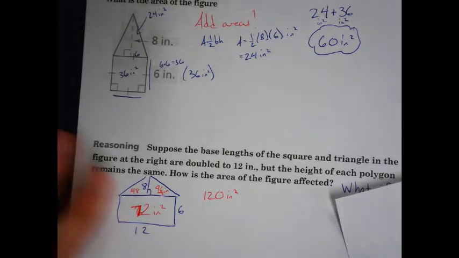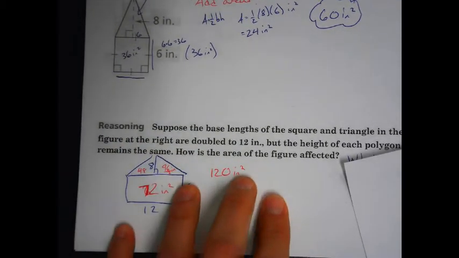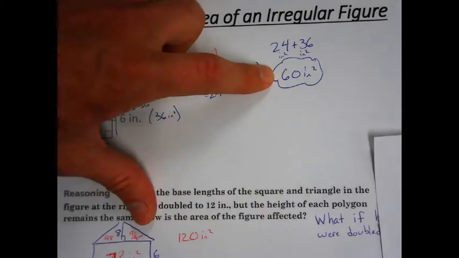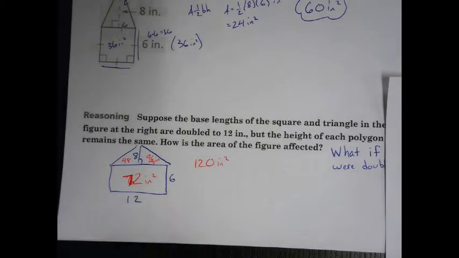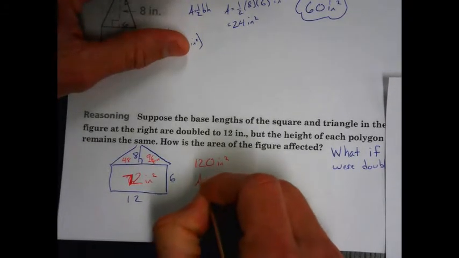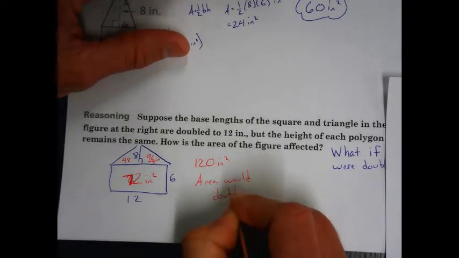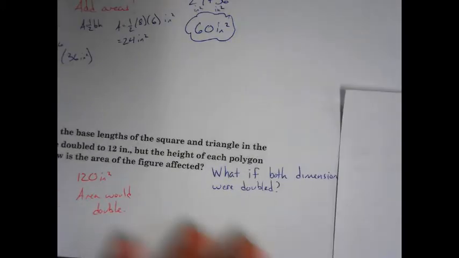Okay, so that's what would happen if we doubled the length to 12, kept the height the same. We'd have 120. How does that compare to the original measurement? It's double, right? So how would the area of the figure be affected? The area would double. Isn't that interesting? The area would double.